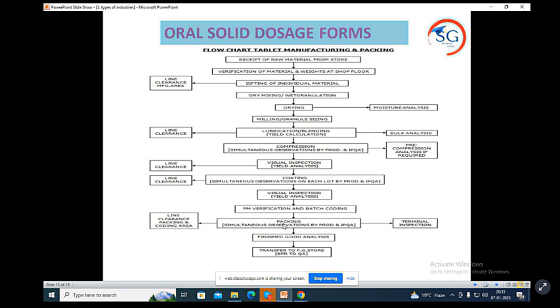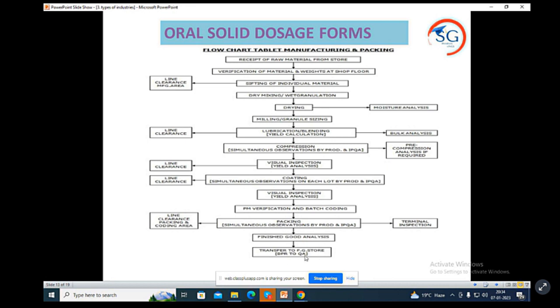By the time, this packed product will be kept in the hold area or warehouse. Once the finished goods analysis has been done and the result has come, it will be transferred to the FG store. FG store means finished goods store, and the BPR, or batch packing record, will be sent to QA. And the next steps will take place, that is the batch release, everything will be done from the QA.